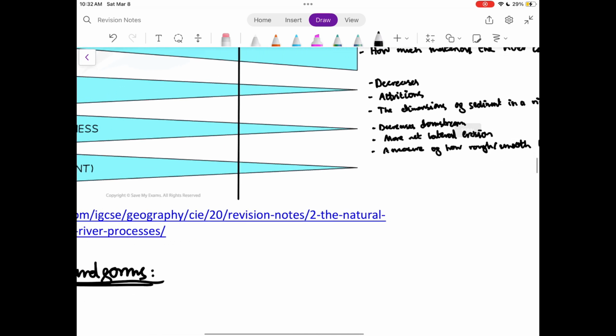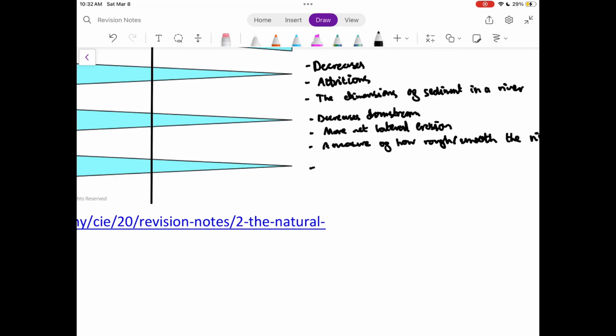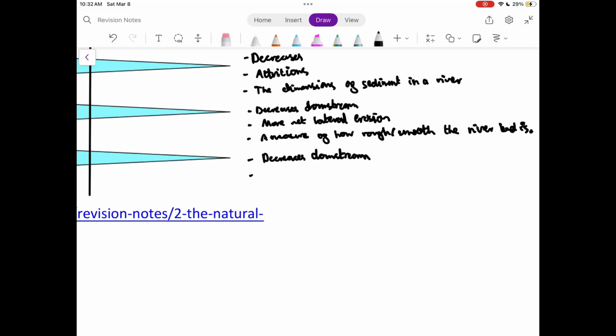And the last thing you need to know is the gradient. So the gradient decreases downstream. And this is because the source of the river is in a mountainous area whereas the mouth is in a flatter area. So the stream moves from mountainous to more flat land. Okay.